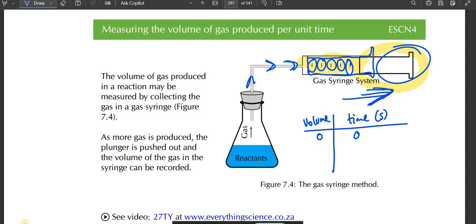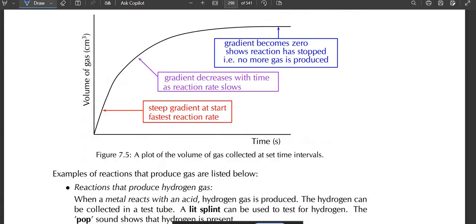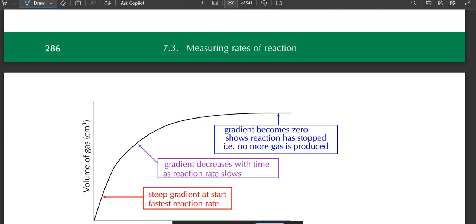We know that at 0 seconds there won't be any volume of gas there because the reaction has not started. But after maybe 5 seconds, you find that the volume of gas collected in the syringe is around 10 centimeter cubed. And then maybe after 10 seconds, you find that it is now 12, right? Using these values of volume and time, that is why we end up having this graph.